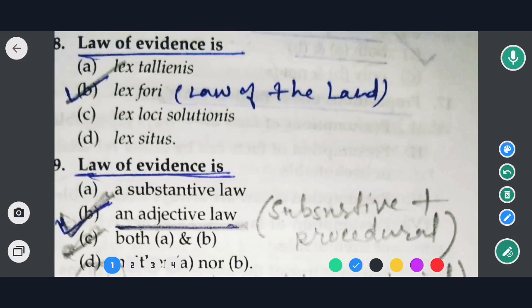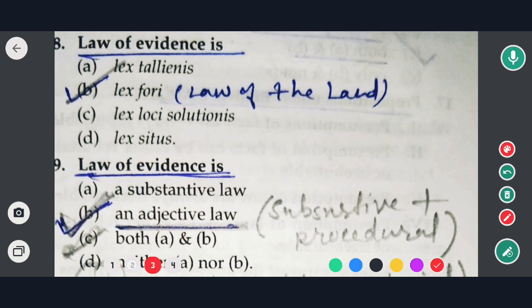Hello everyone. Today we will solve a few most important MCQs on the Indian Evidence Act 1872. Those who are preparing for the All India Bar Examination this year, this video lecture will be very helpful to you all. So without any further delay, let's start today's session.